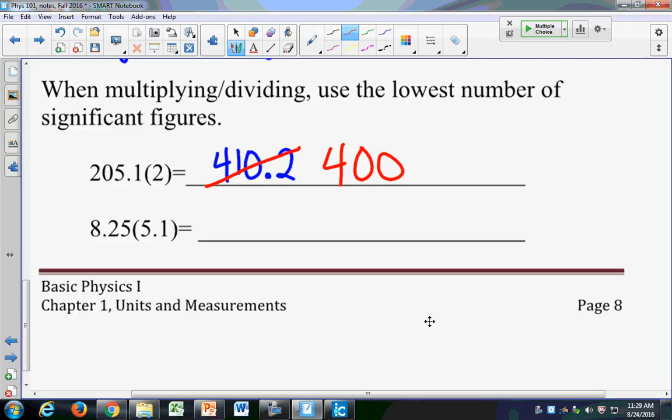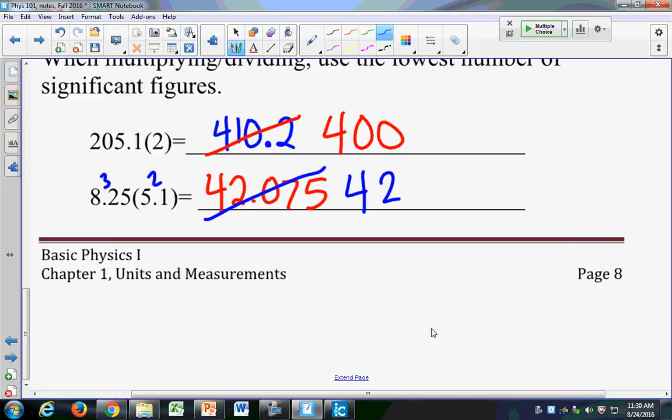This next one is 42.075. Think for just a second. What should it really be? 42. Because I have 3 sig figs here, 2 sig figs there. I just keep 2. All right?